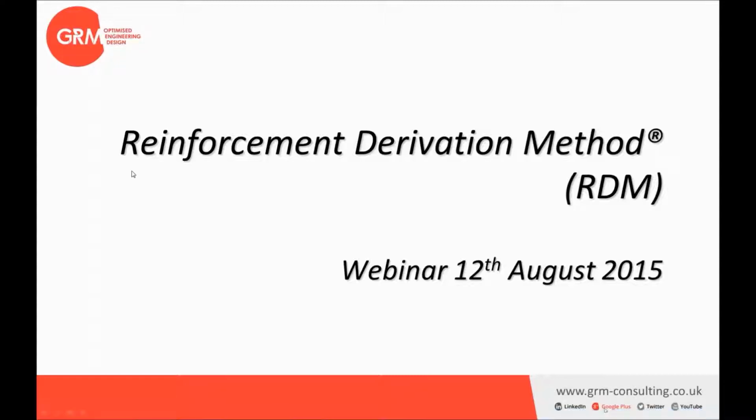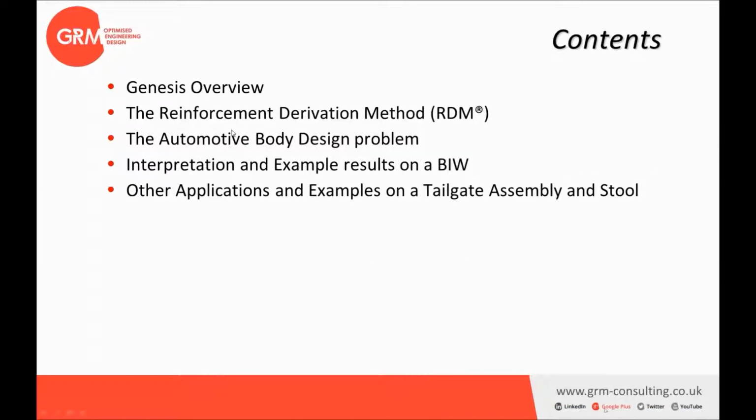Okay. We are going to start with a short presentation on Genesis, but then we'll go straight onto the RDM method. We'll try to understand how RDM works through an example on a body in white. We'll then see two other applications on a tailgate assembly and a very simple example on a stool. This presentation should be around 30 minutes. We'll then have 15 minutes of questions at the end.